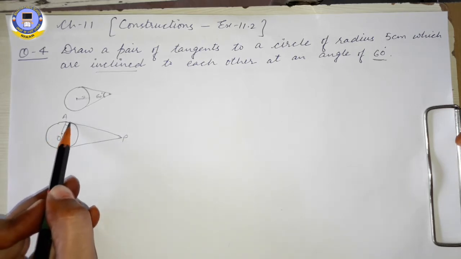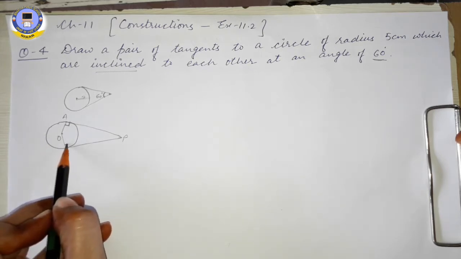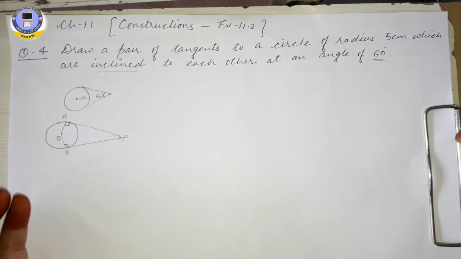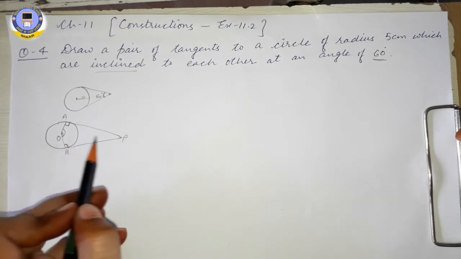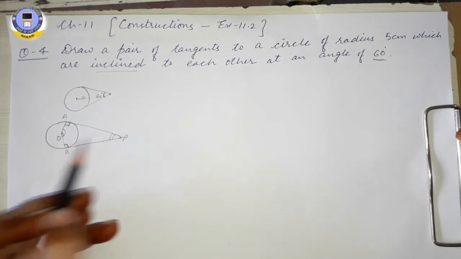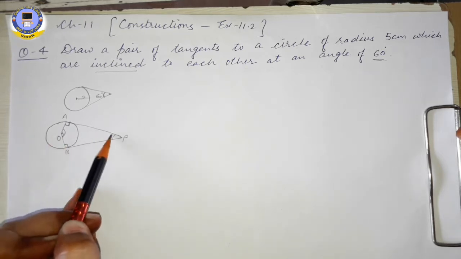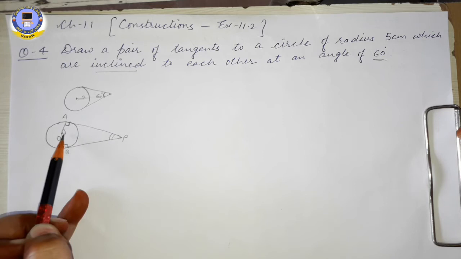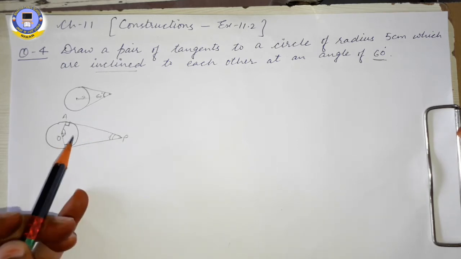Now we know that by the tangent radius theorem this angle is 90 degree. By the tangent radius theorem this angle is also 90 degree. So in chapter 10 we had studied that the sum of these two angles, angle AOB plus angle APB, must be equal to 180 degree, or we can say that they are supplementary to each other. That means both together form 180 degree.